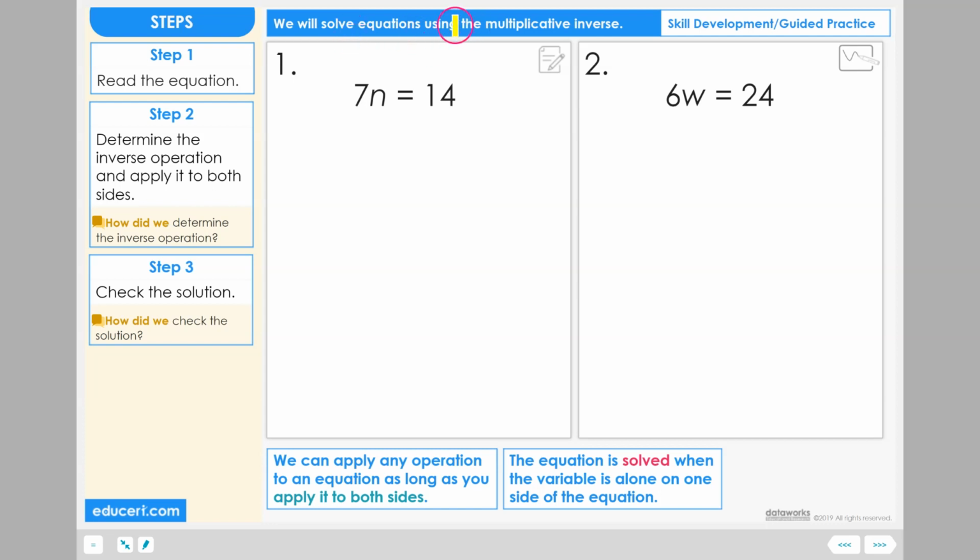Let's solve equations using the multiplicative inverse. Number 1. Step 1. Read the equation. 7 times n equals 14.